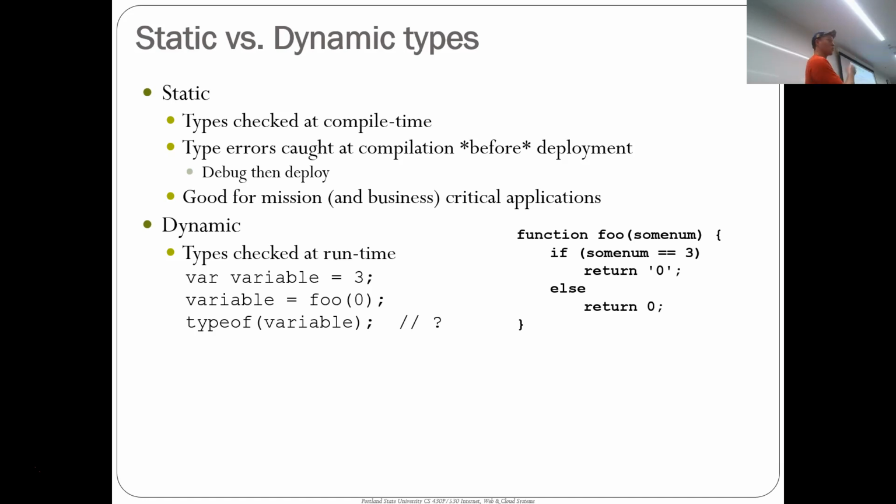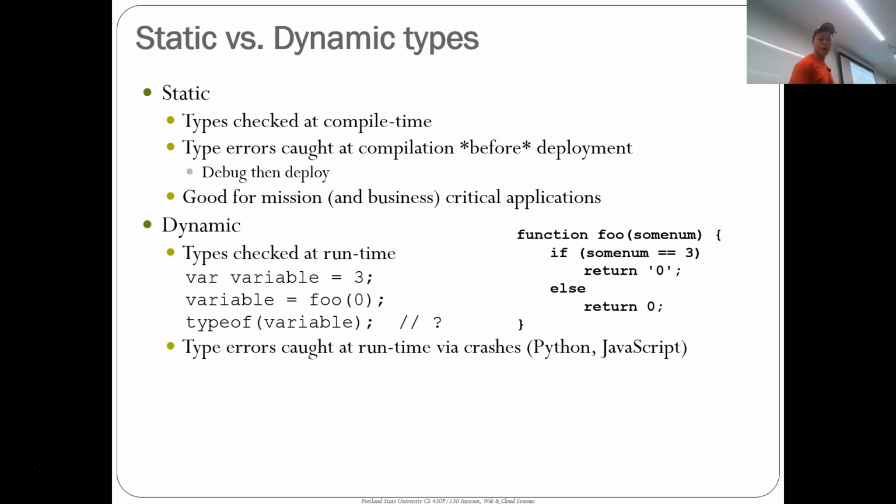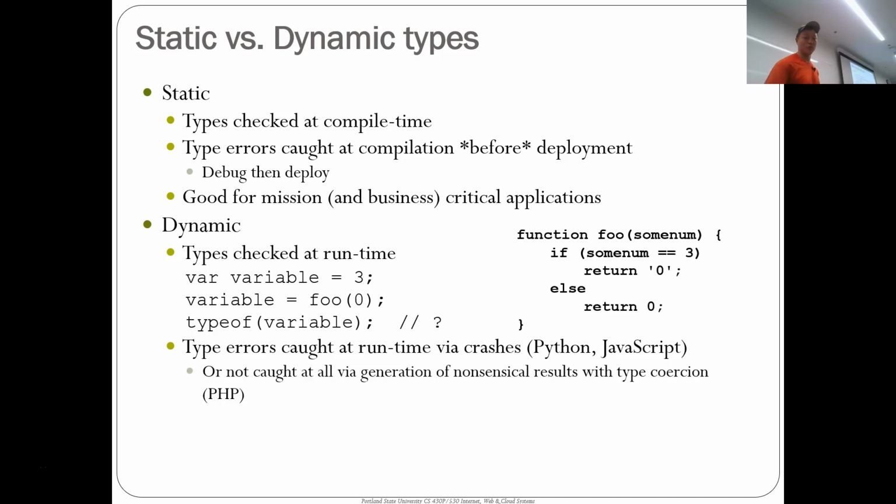So a lot of people don't like that, right? Like this makes things really hard to validate, actually. Type errors are caught at runtime via crashes. And this is a problem for a lot of people. So this is why Python and JavaScript are seeking modifications to make this less of an issue, which we'll talk about.